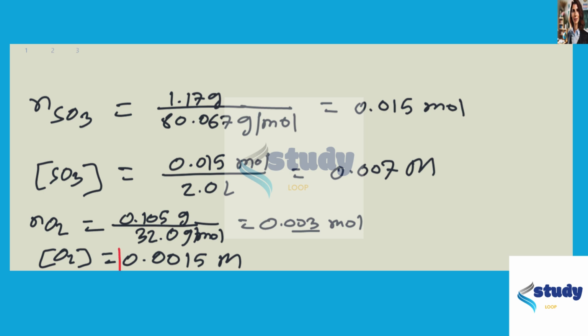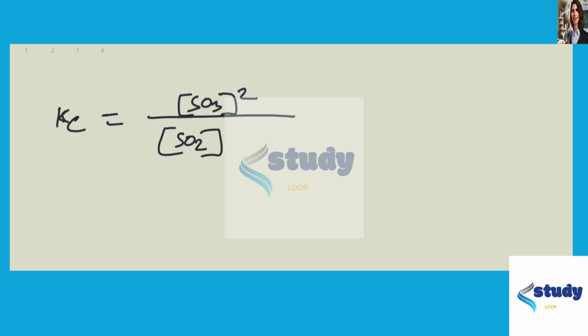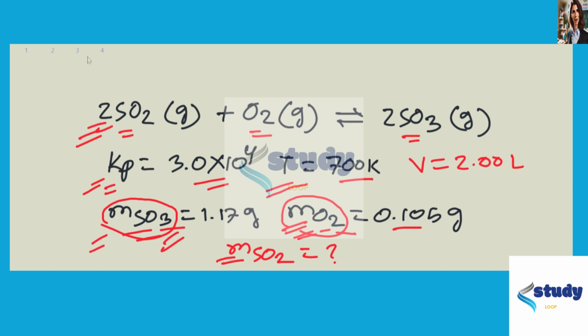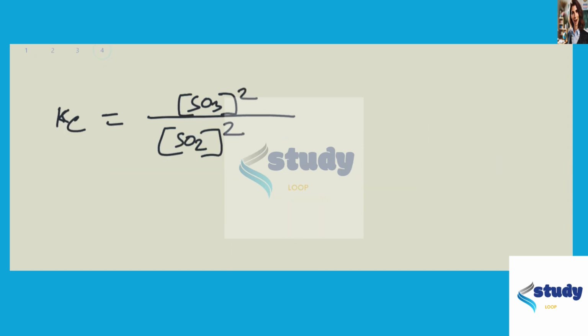Now we know the equilibrium concentrations of oxygen and sulfur trioxide. If we set up the equilibrium constant expression for this reaction, it will be the product concentrations over the reactant concentrations. We have 2 sulfur trioxide, so the sulfur trioxide concentration is raised to the power of 2, and in the denominator we have sulfur dioxide, and since there are 2 sulfur dioxide, we raise its concentration to the power of 2, times the concentration of oxygen.